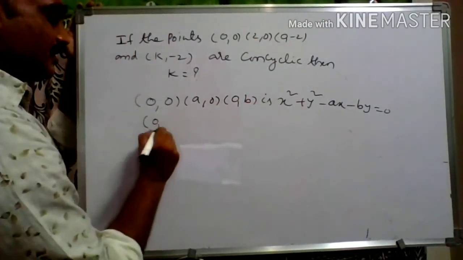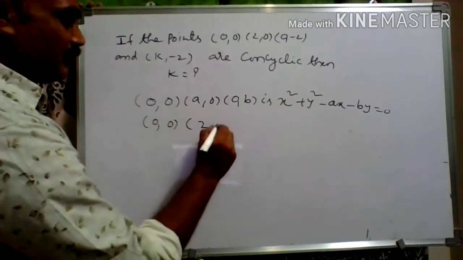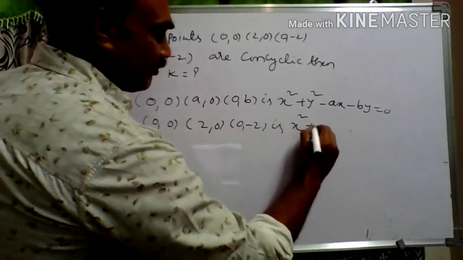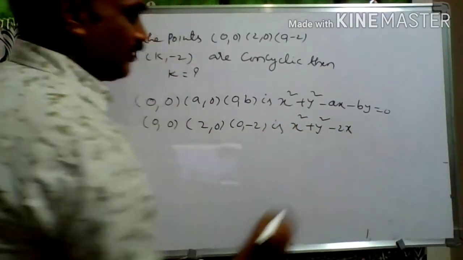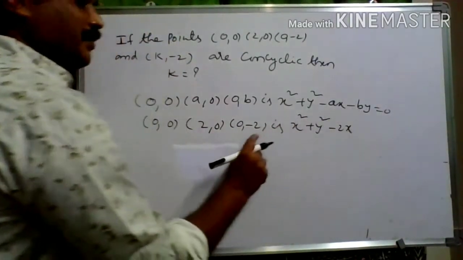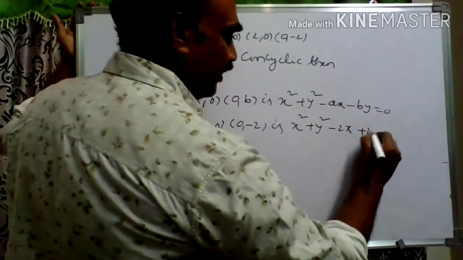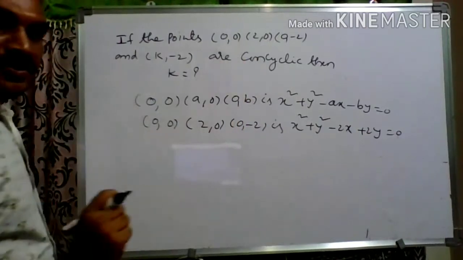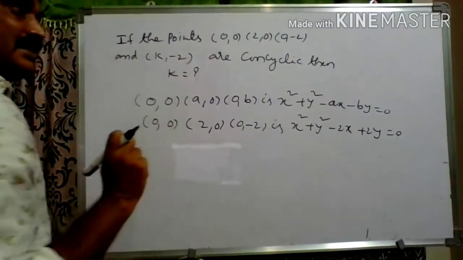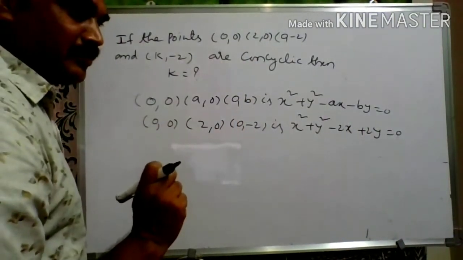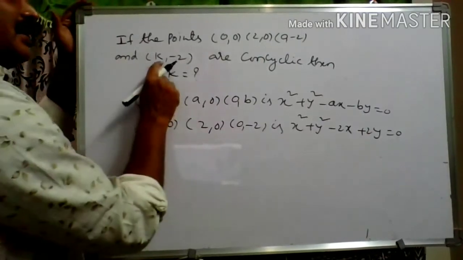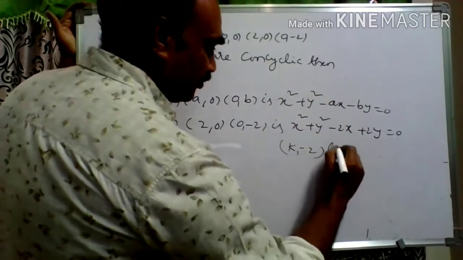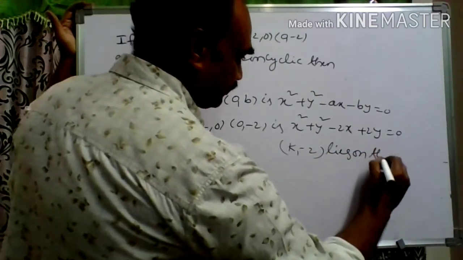So the circle passing through (0, 0), (2, 0), (0, minus 2) has a equal to 2 and b equal to minus 2, so it is x square plus y square minus 2x plus 2y is equal to 0. Concyclic, so (k, minus 2) lies on the circle.